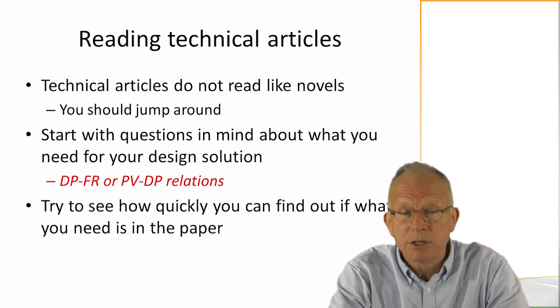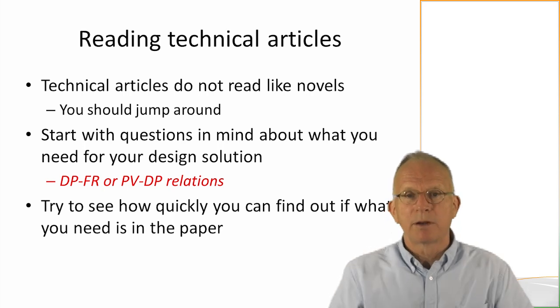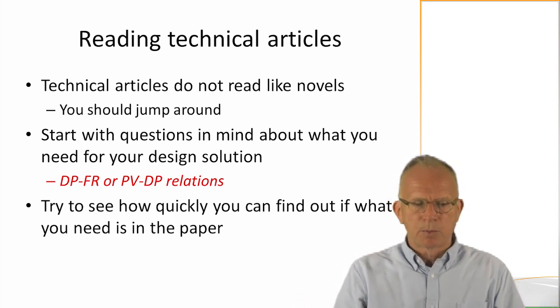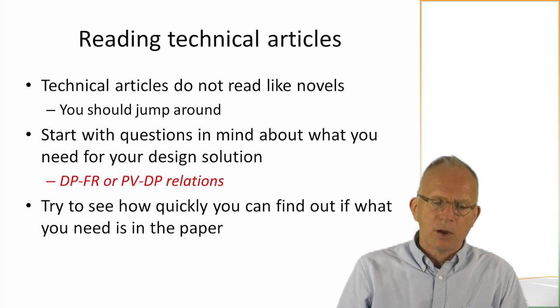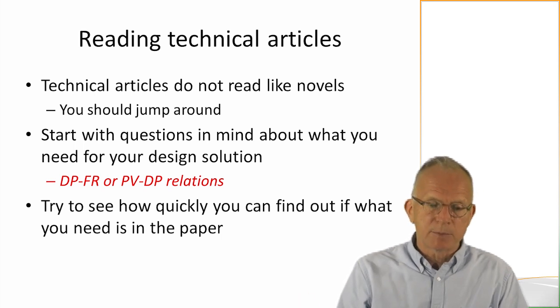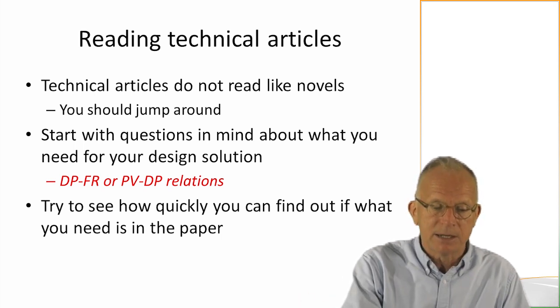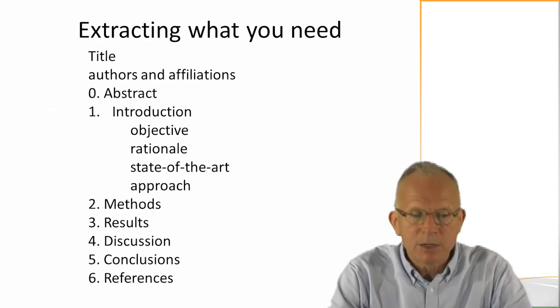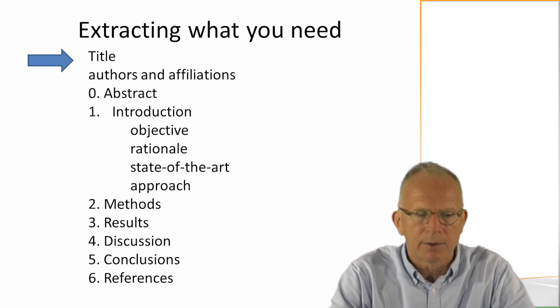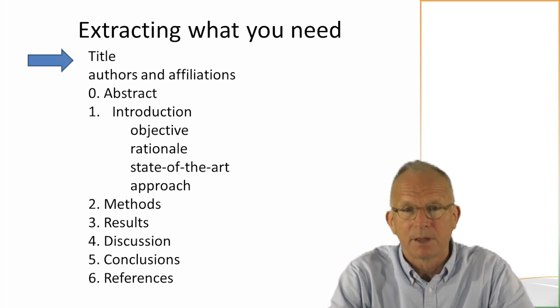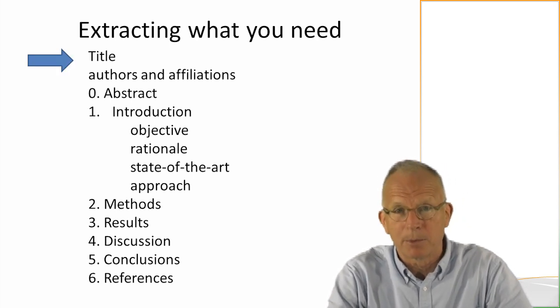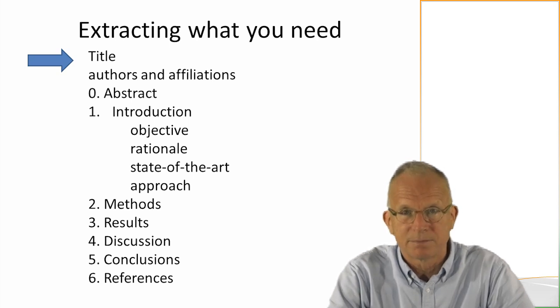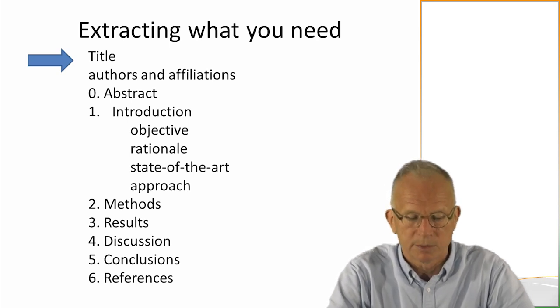And since time is important, advancing design and getting designs out is important, we want to see how quickly we can find out what it is we need from this paper. Is it in the paper indeed? Is this the right paper to be looking at? So we need to extract what we need, and how do we do that? Well, first we look at the title. And often we can disqualify a paper because the title is too remote from what we're doing.